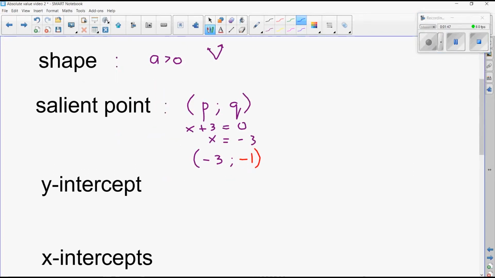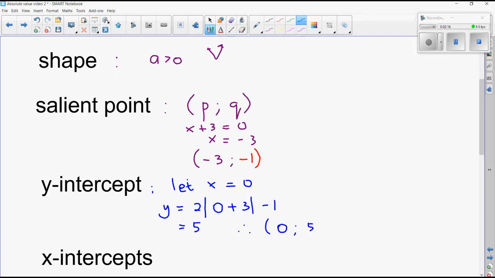So the next point I'm going to find is the y-intercept, and to find the y-intercept, I let x equal 0 in my equation. So I have y equals 2 times the absolute value of 0 plus 3, minus 1. So the absolute value of 3 is 3. 3 multiplied by 2 gives me 6. Subtract 1 gives me 5. So therefore I have a y-intercept at x equals 0 and y equals 5.